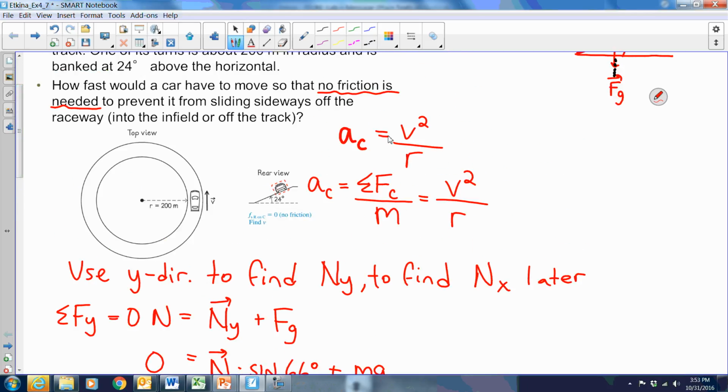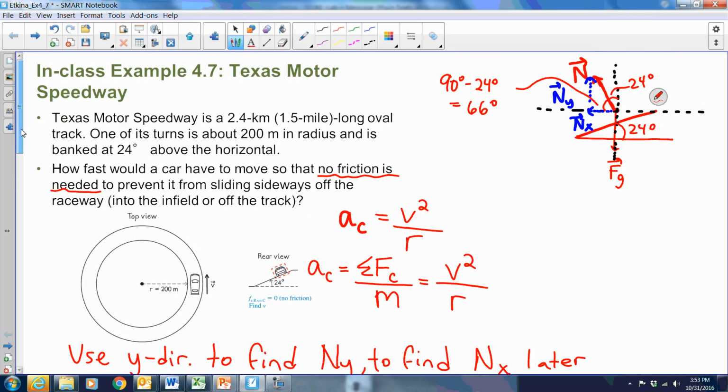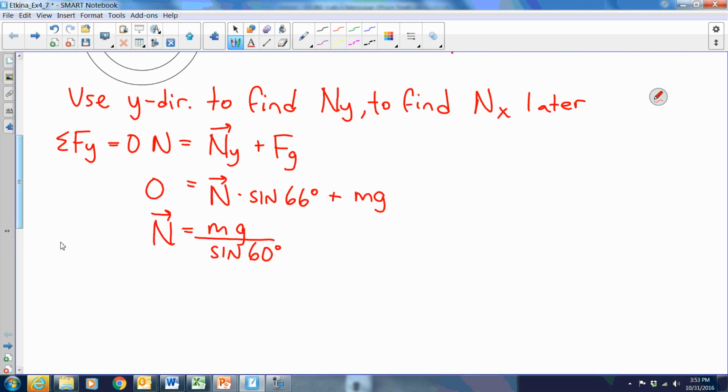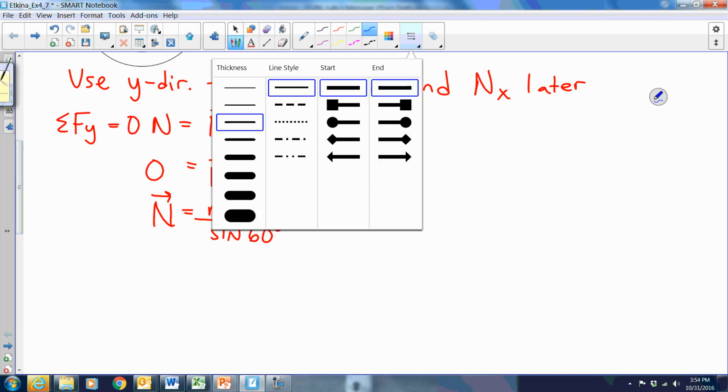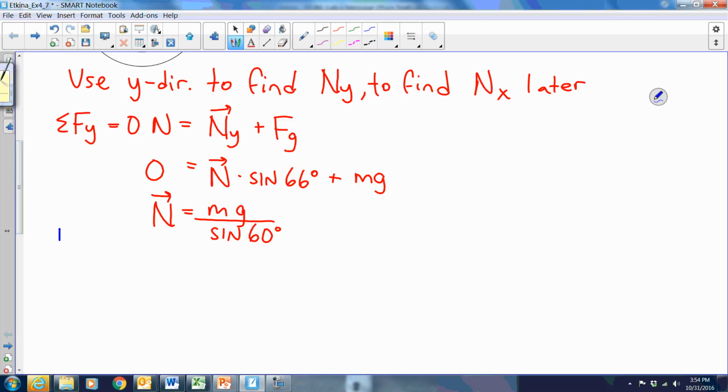Now I'm going to go back to the radial or the horizontal direction, and I need to know the sum of the forces in that direction. Well, there is only one force that points that way, and that is nx. So let's set this up. Now, horizontal direction, that's where the acceleration is happening.